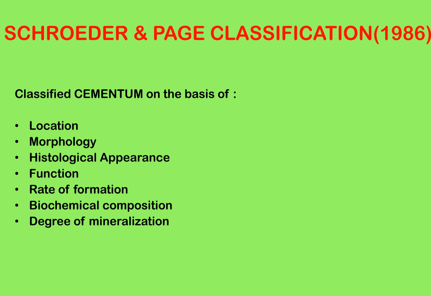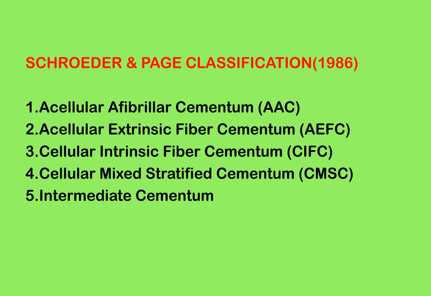Schroeder and Page classified cementum on the basis of location, morphology, histologic appearance, function, rate of formation, biochemical composition, and degree of mineralization in the year 1986. The five types of cementum classified by Schroeder and Page are acellular afibrillar cementum, acellular extrinsic fiber cementum, cellular intrinsic fiber cementum, cellular mixed stratified cementum, and intermediate cementum.